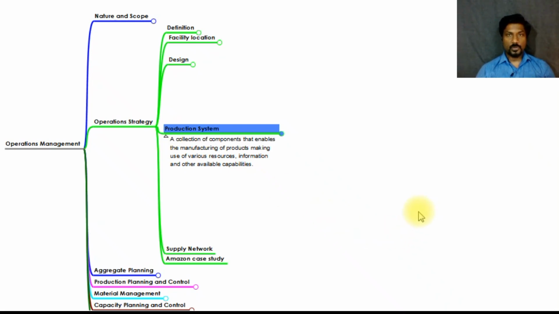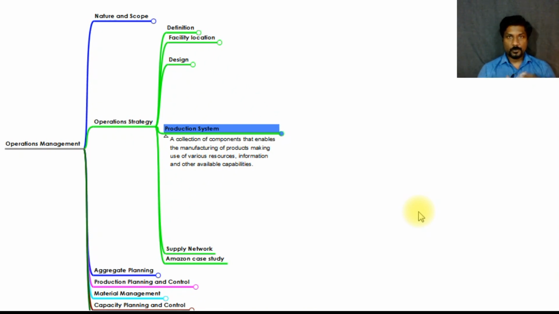Hi, all. Today we look at what production systems are. Production systems are a collection of components that use various resources and energy in order to produce a product. Usually this is referred to as manufacturing. Various information, resources, and capabilities are utilized to produce an outcome.